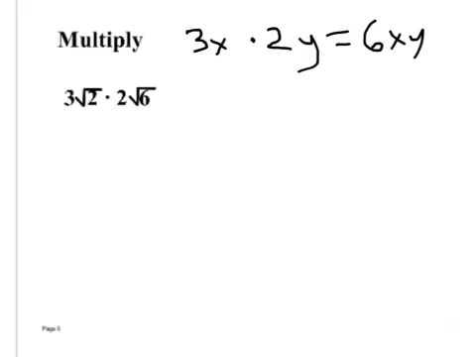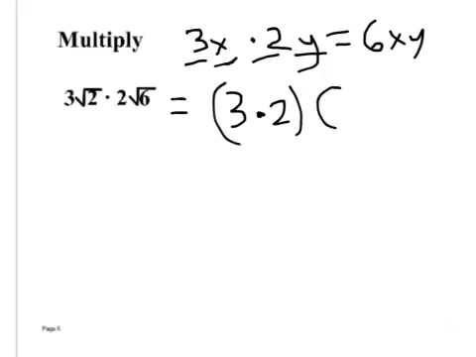So what did I do? How did I get 6? I took 3 times 2. How did I get xy? They're left over. They're just x times y, right? Okay. So what do we think we're going to do here? Same thing. So what we do, we can break this up into 3 times 2.